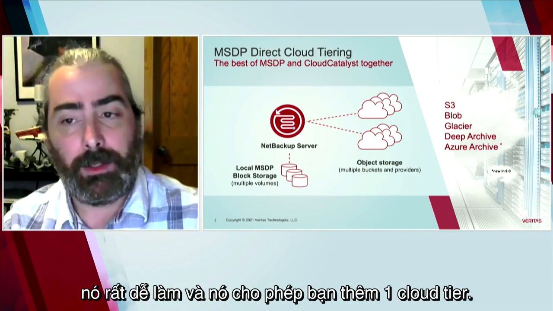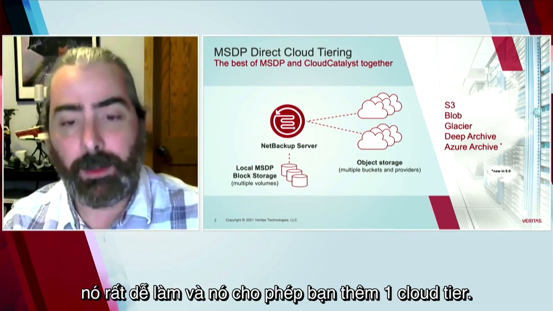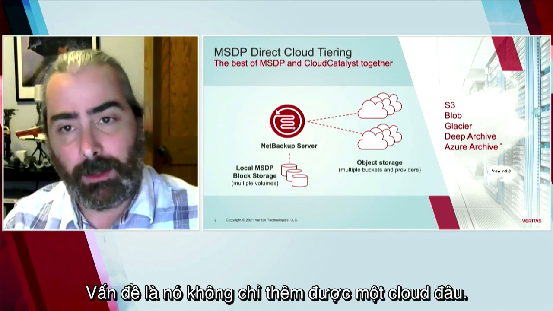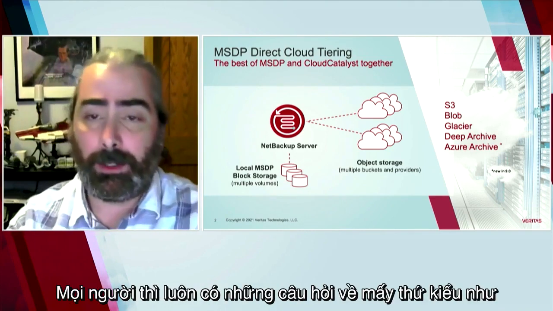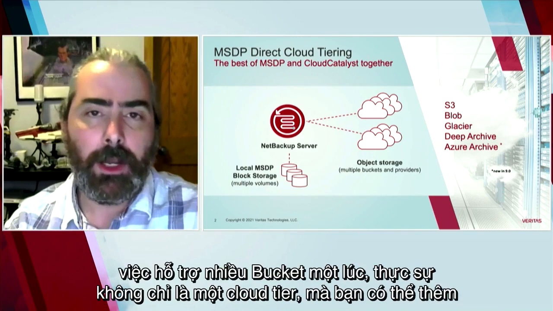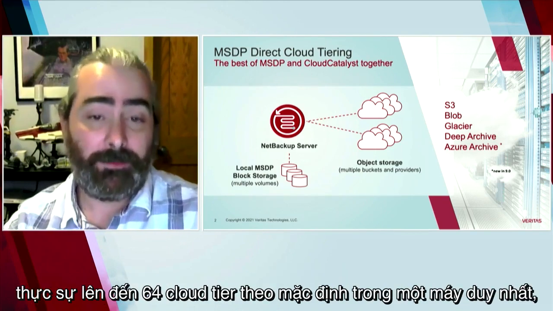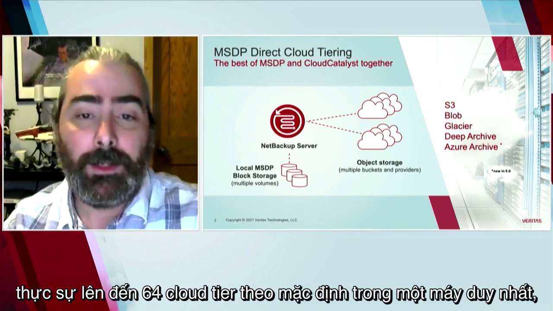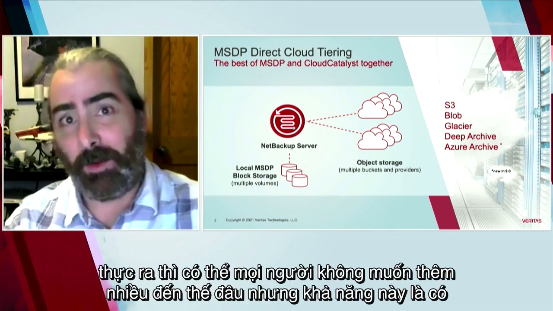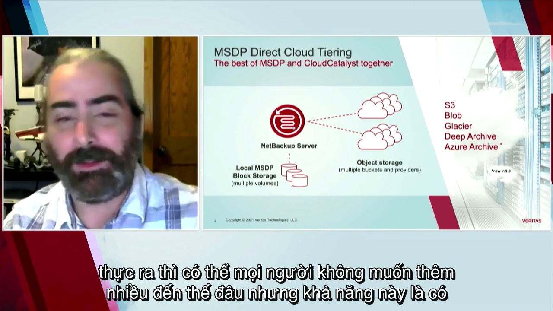You don't have to do anything really special. It's very easy to do, and it allows you to add a cloud tier. And the thing is, it's not just one cloud tier. Like I said, there was always that question of multiple bucket support. You can add, by default, up to 64 cloud tiers in a single machine. Now, not sure that you'd want to do that, but it definitely is possible, and it fits some use cases.